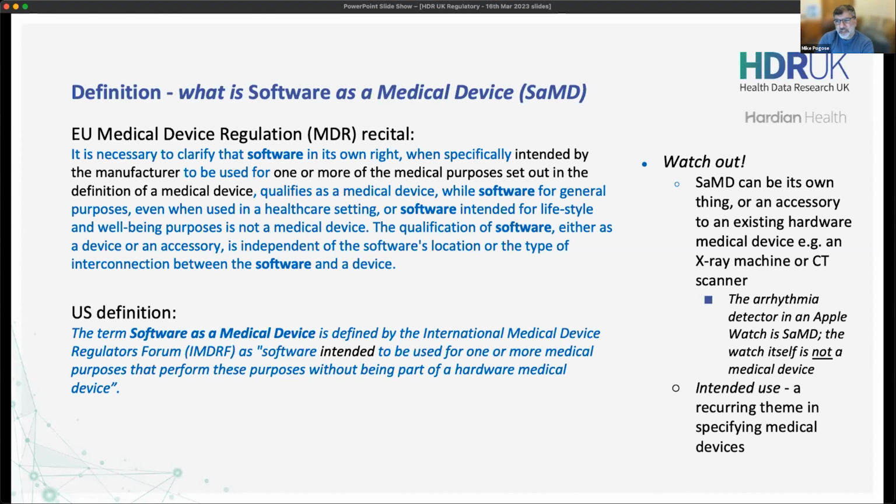And let me give you an example. An Apple Watch is not a medical device. Apple have an arrhythmia detector, which many people know about. It'll start saying your heart's acting a bit strange through the sensors on the back. Go and see your doctor. Samsung do the same thing for their version of an Android watch. That particular piece of software is a medical device, though the watch itself isn't.